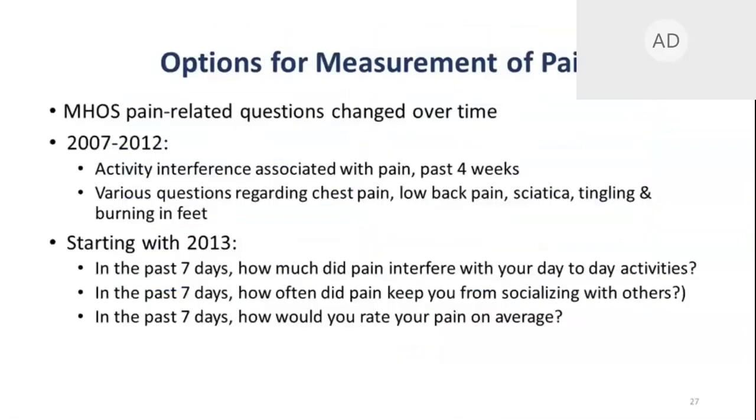So the Emhoff survey itself has some options in terms of how we could measure pain, but the questions changed over time, and we needed to carefully select questions that covered the majority of our time frame. Between 2007 and 2012, there are questions about activity interference associated with pain in the past 4 weeks. In addition, there are several questions about chest pain, low back pain, etc., but we felt these were not sufficiently universal to incorporate. So we focused on the activity interference with pain in 4 weeks.